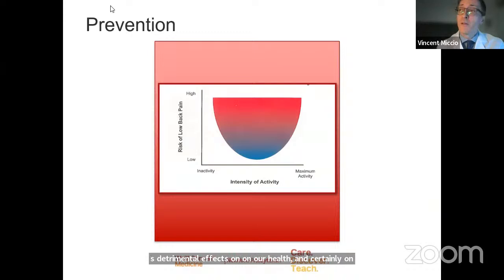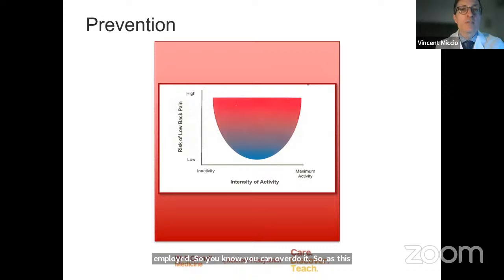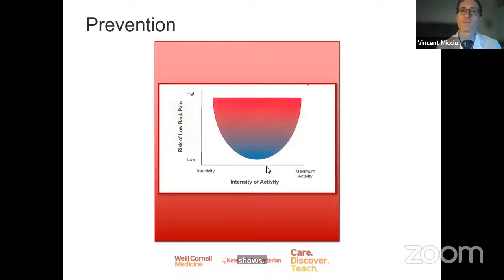And as Dr. Hartle just mentioned here, there's a sweet spot though, right? Because human beings are also not meant to do CrossFit 5 hours a day either. CrossFit keeps me gainfully employed. You can overdo it. So as this graph shows, there's a sweet spot. And it's very hard to counsel patients about exactly what that sweet spot looks like.